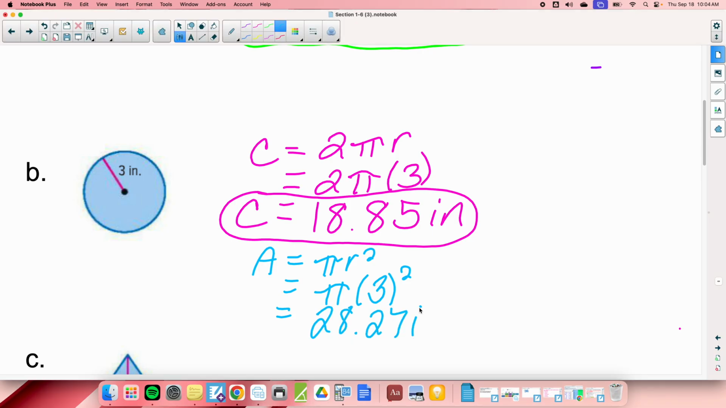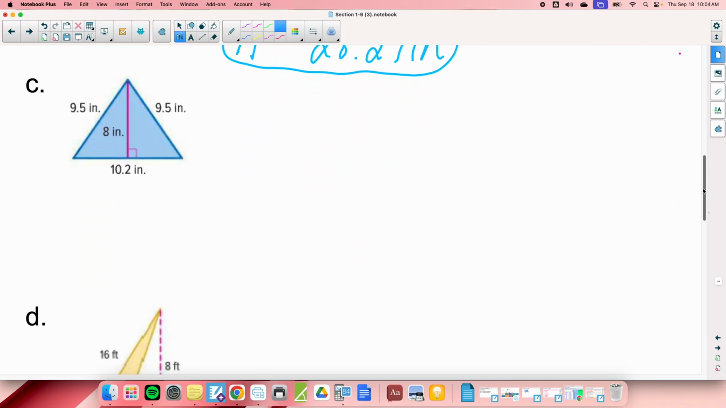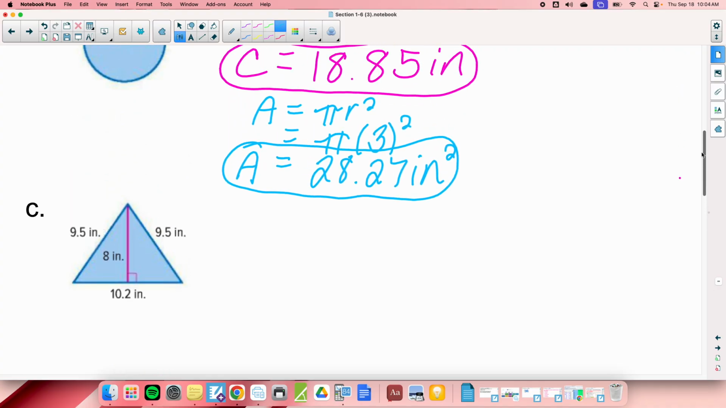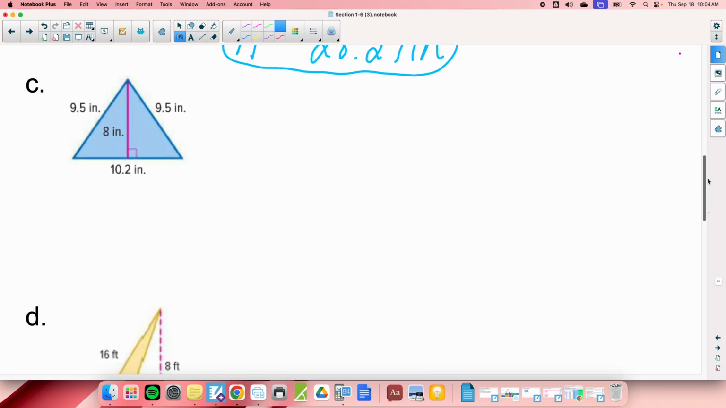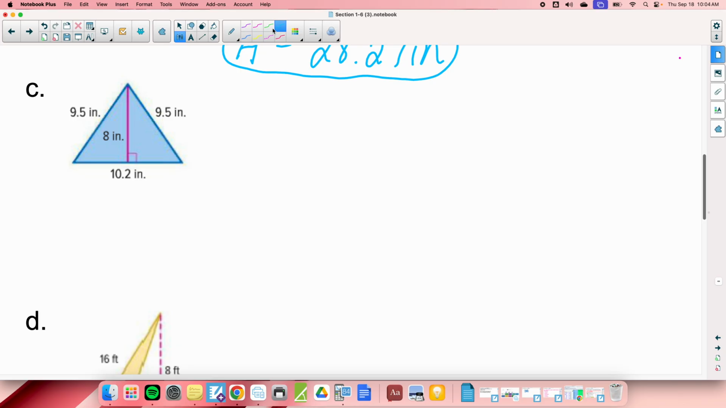And that is in square inches because we have area. Now when we look at this one, we have to find the perimeter or circumference. And if that confuses you, you find circumference if it's a circle. You find perimeter if it has straight edges, which would mean it's a polygon. So this would be a polygon, and we would find perimeter.